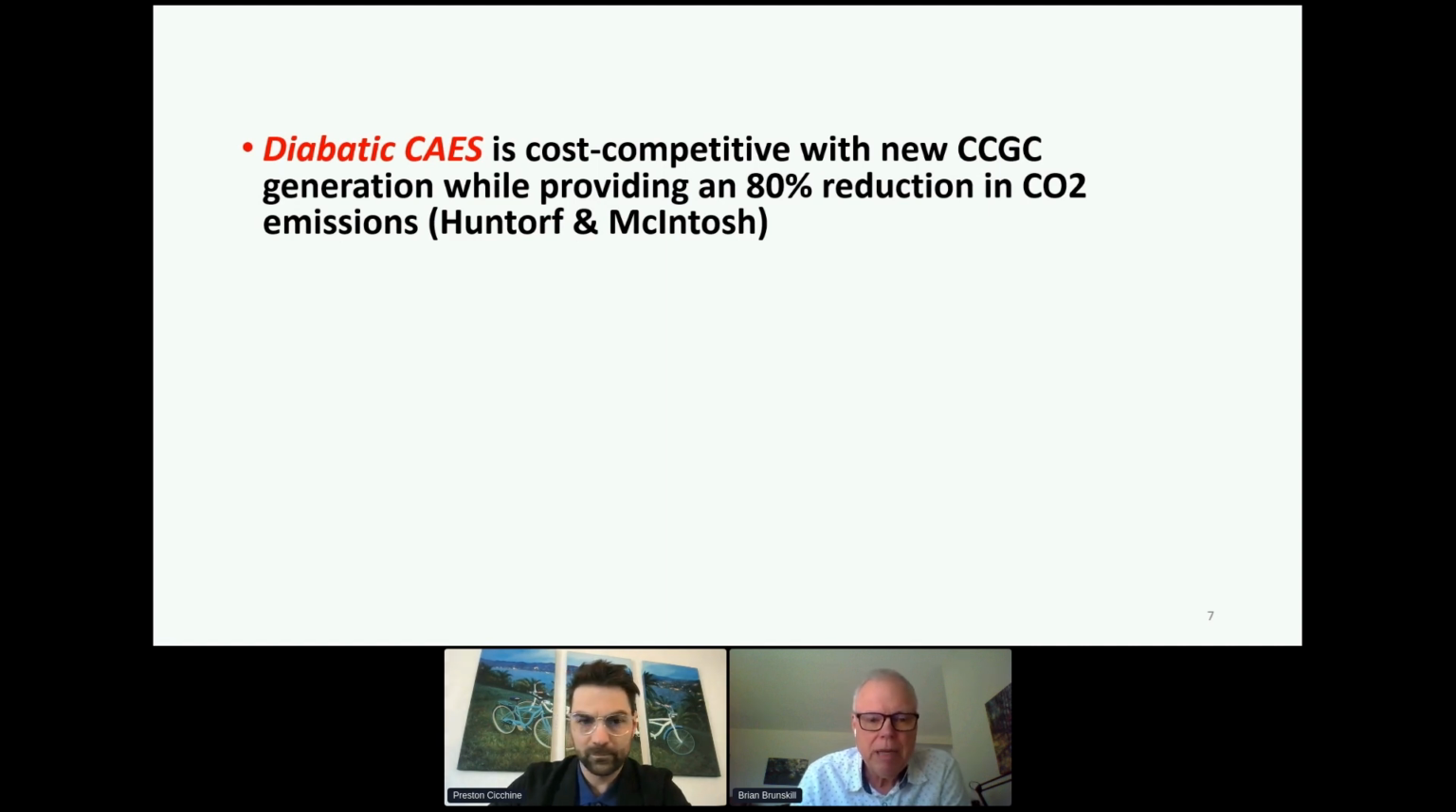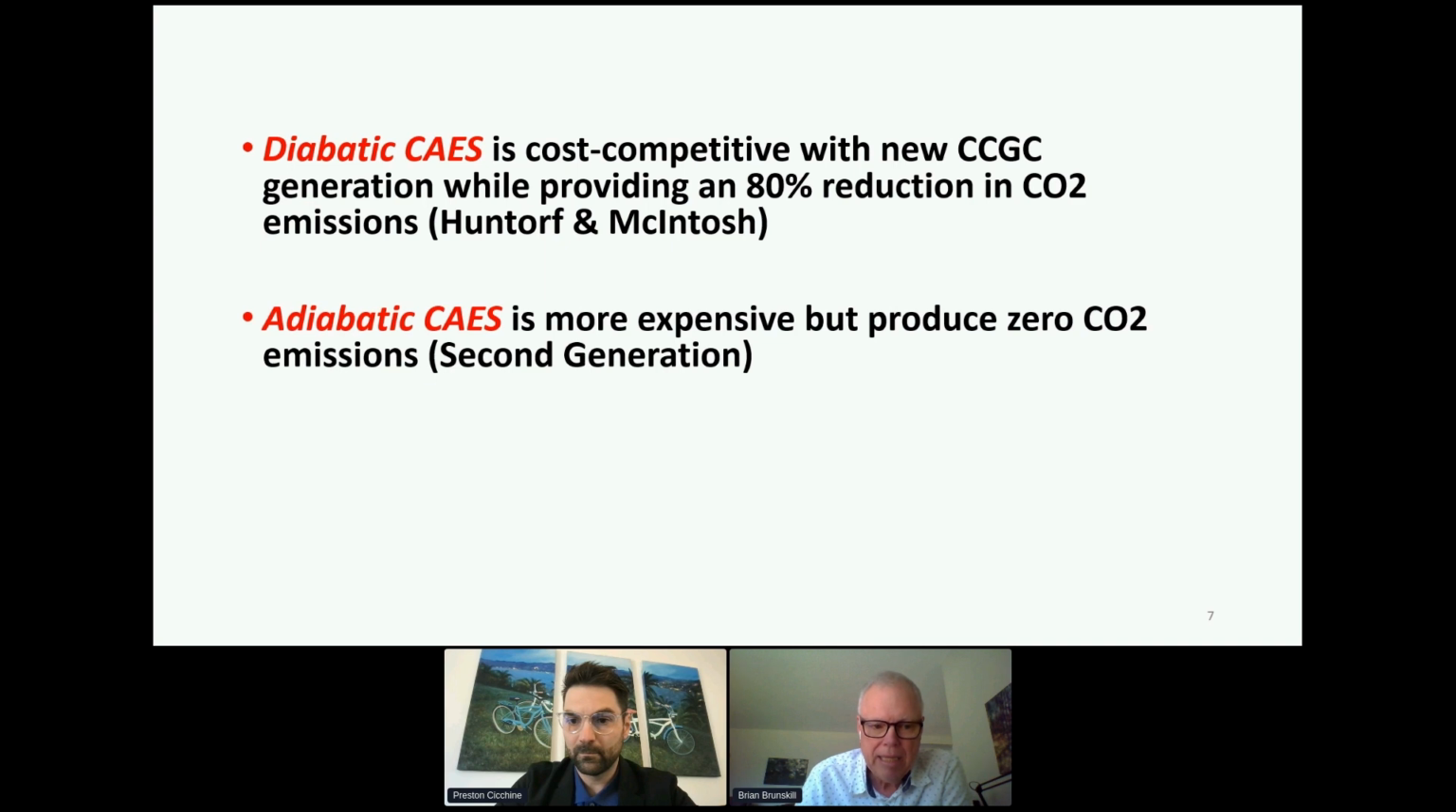The two plants that I've talked about at Huntorf and McIntosh use what's called a diabatic CAES system. Diabatic means that during the generation phase, a small portion of natural gas is required to prevent freezing and to add some boost to that energy. If we were to develop that technology now, based on modeling, a new diabatic system would be cost competitive with new combined cycle gas turbine generation, while providing an 80% reduction in CO2 emissions. But of course, we're looking for 100% reduction.